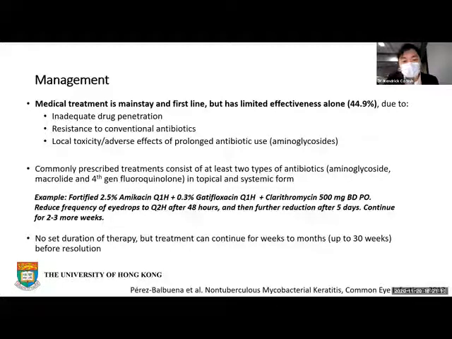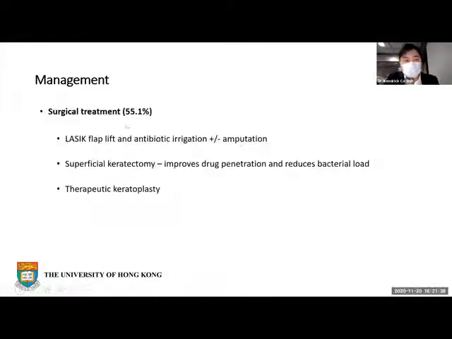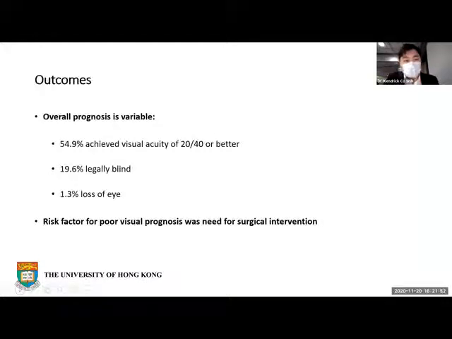Amikacin is the drug that is the mainstay. So, for example, what we could use is 2.5% amikacin, gatifloxacin with oral clarithromycin, which is quite similar to the treatment that I gave. And there's no real set duration of therapy, but you really taper it according to the clinical response. Surgical treatments occur in more than 50% of the cases. Sometimes that involves just lifting a LASIK flap and irrigating it, or going to the point of superficial keratectomy or therapeutic PK. Prognosis is variable, so a lot of the information that we have is in case reports, which tend to report better outcomes. And so I think one of the risk factors for poor visual prognosis was surgical intervention.